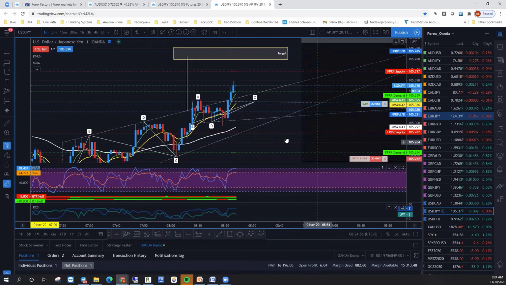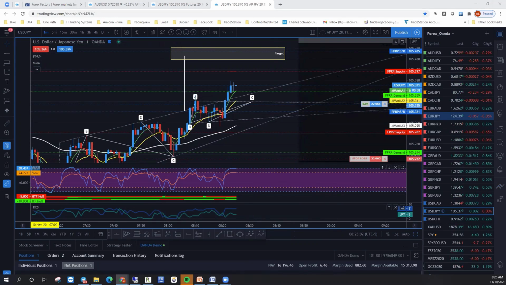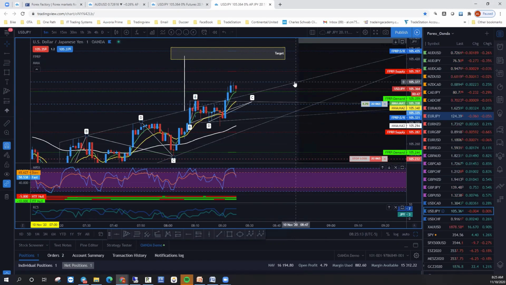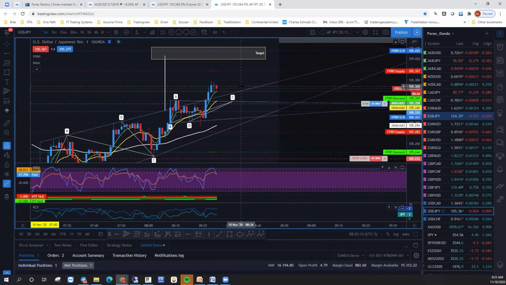Still showing lots of strength. And we wait. Keep your hands in your pockets and hands on the trigger to get out if you don't have your target set.